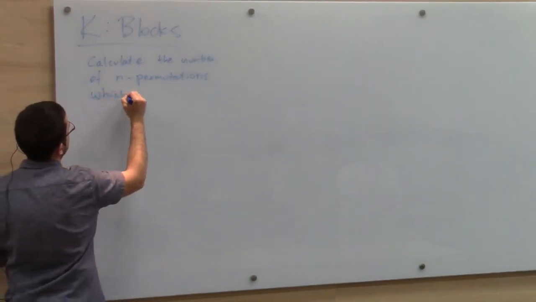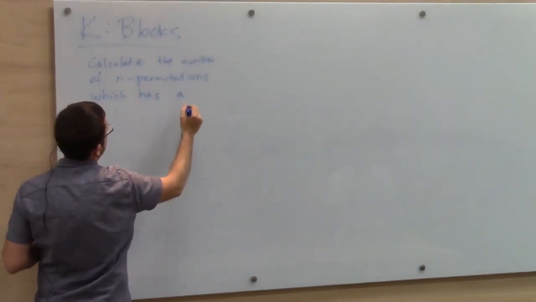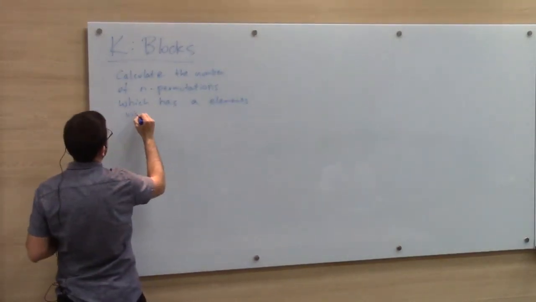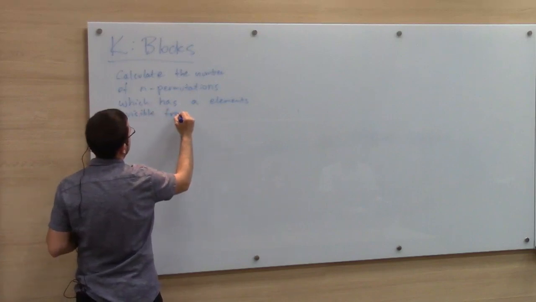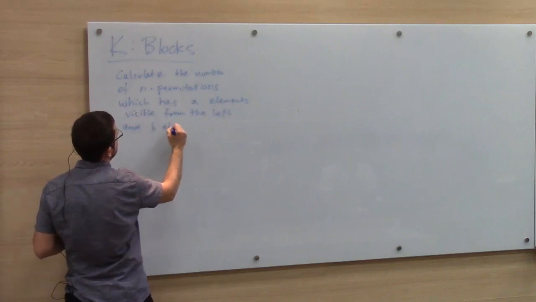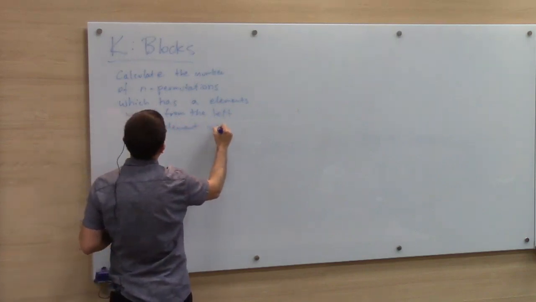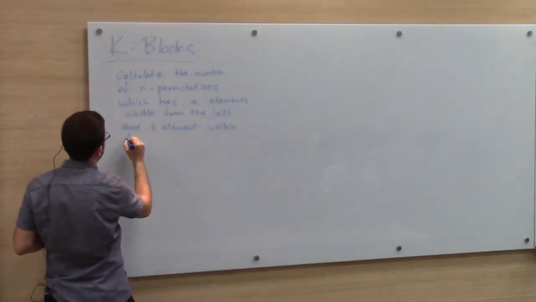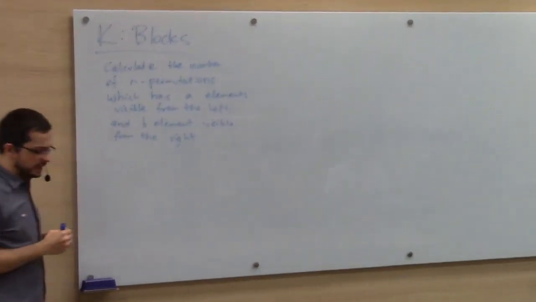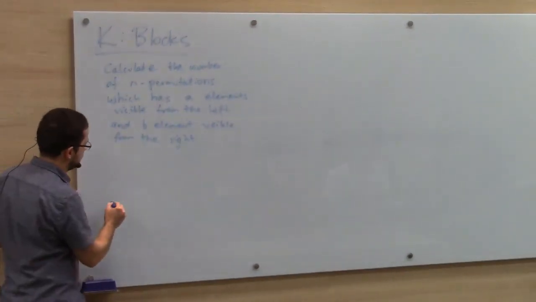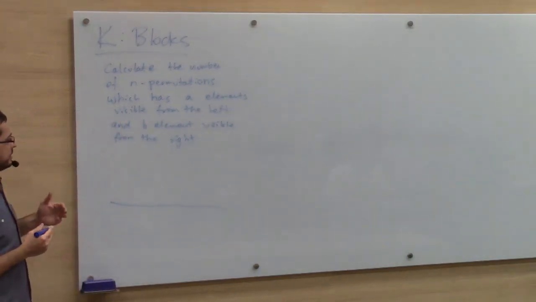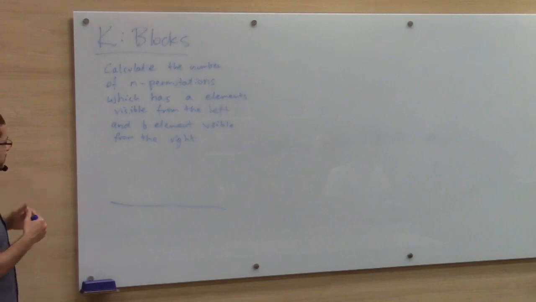Which has A elements visible from the left and B elements visible from the right. Okay, so that means if we treat the elements of the permutations as some kind of stacks of certain heights.